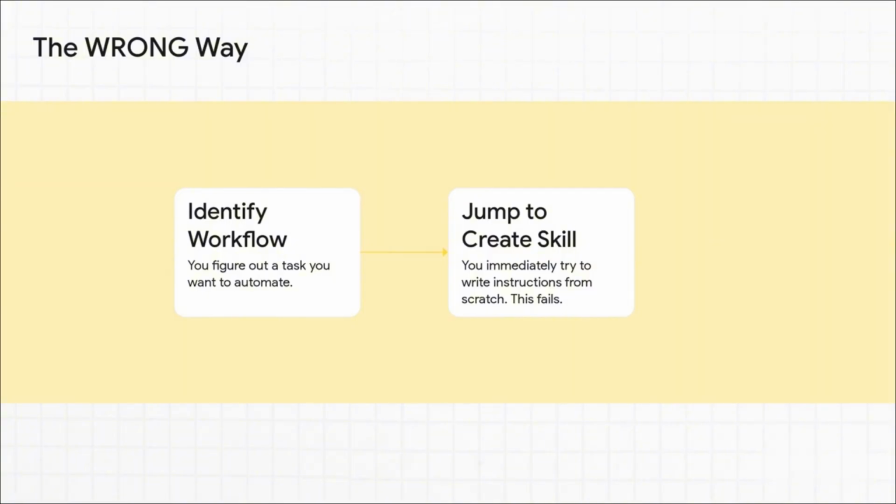So here's what pretty much everyone does, and it's totally backwards. They figure out a task they want to automate, and they immediately sit down and try to write a super detailed skill for it from scratch. This is doomed to fail, because you're basically writing a training manual for an employee who has never once done the job correctly. The AI has no idea what a successful outcome even looks like.